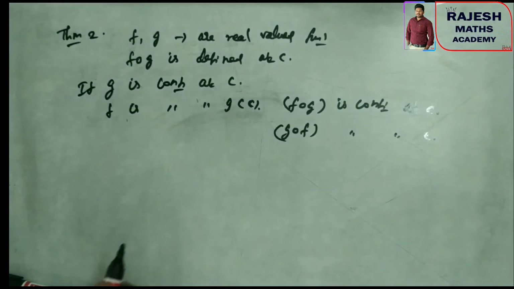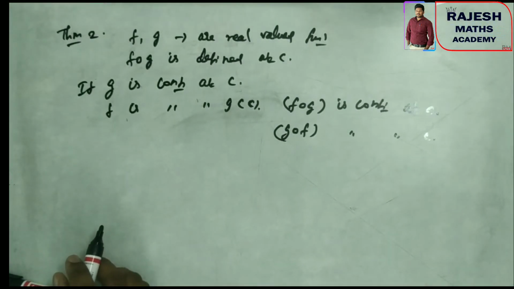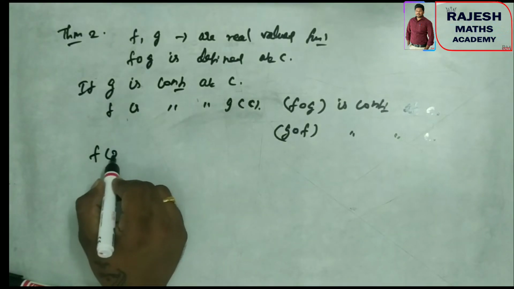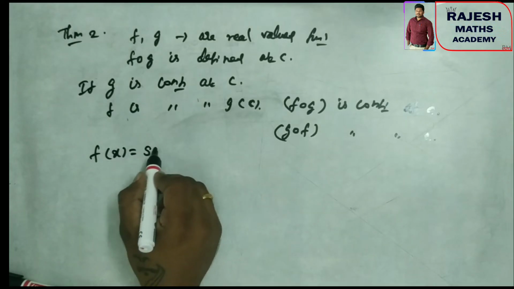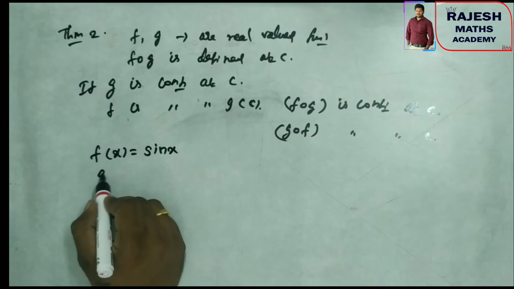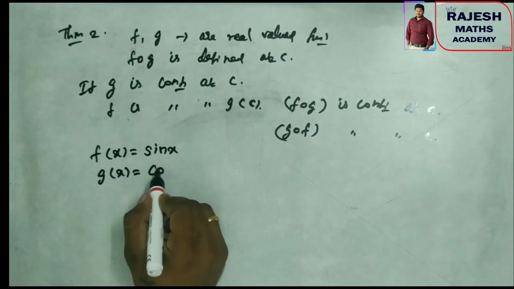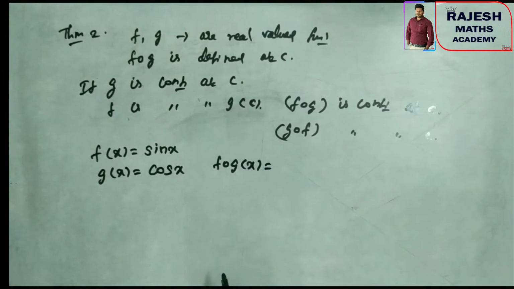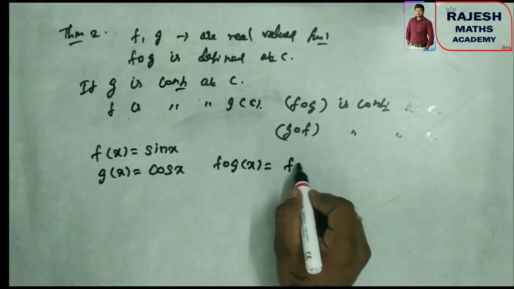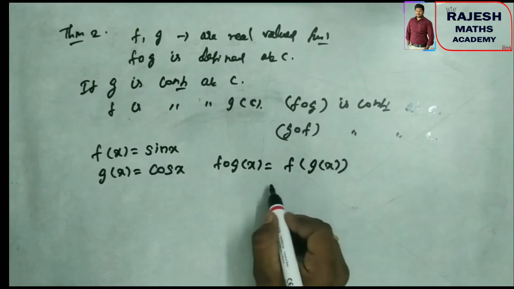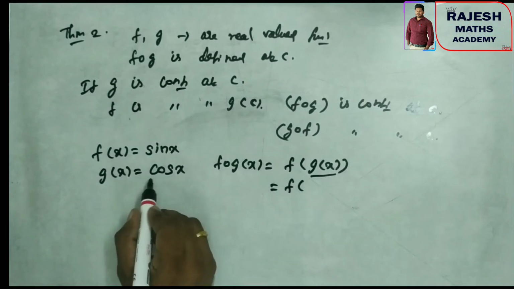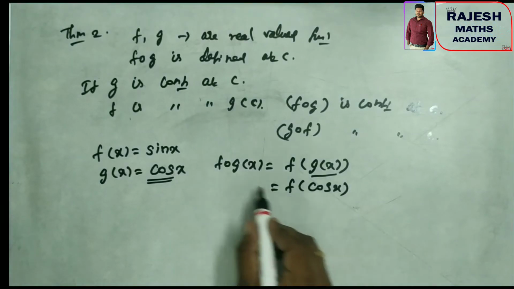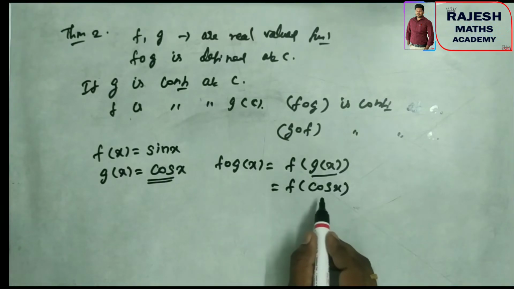Clear? So before that, what is composition? If two functions are given, we will now find how to find the composition of functions. For example, take f of x equals sin x, and similarly g of x equals cos x. What is f composition g of x? By definition, f composition g of x means f of g of x. G of x equals cos x, so f composition g of x equals f of cos x.